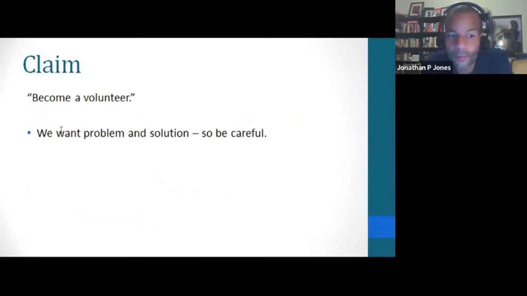We need people. Now, the only problem with that is that we need to hear about the problem and the solution. So become a volunteer. There are not enough volunteers. We need volunteers. She talks about that in main point 1, but she doesn't talk about it in the introduction.